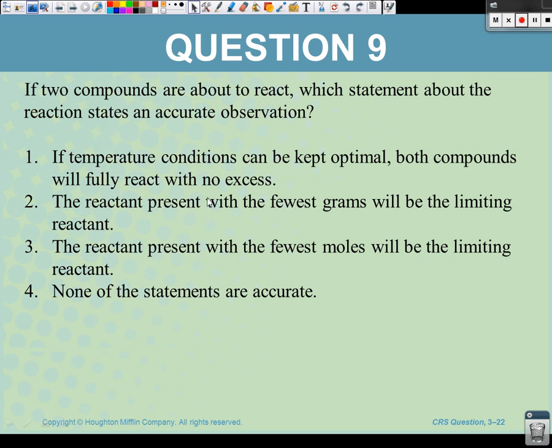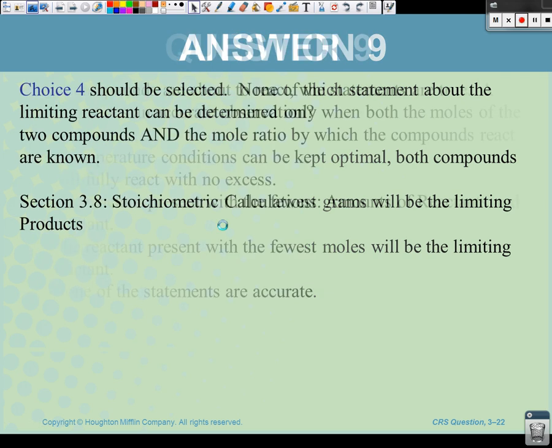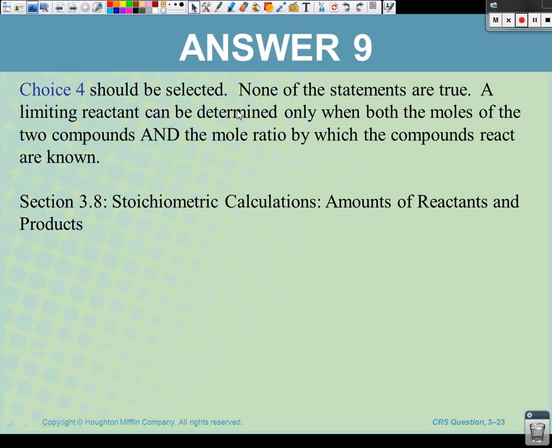Temperature aside, there's always going to be some sort of excess unless you did it perfectly. And even then, on the atomic level, it's never going to be that way. So the answer is choice 4. None of the statements are true. A limiting reactant can be determined only when both the moles of the 2 compounds and the mole ratio by which the compounds react are known. So that's kind of a tricky one. So you can't just... Exactly. So you have to compare their mole to mole. You can't just say, okay, well, that's the least.